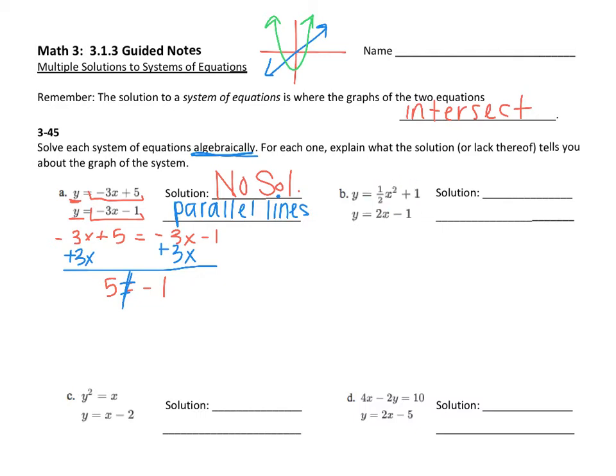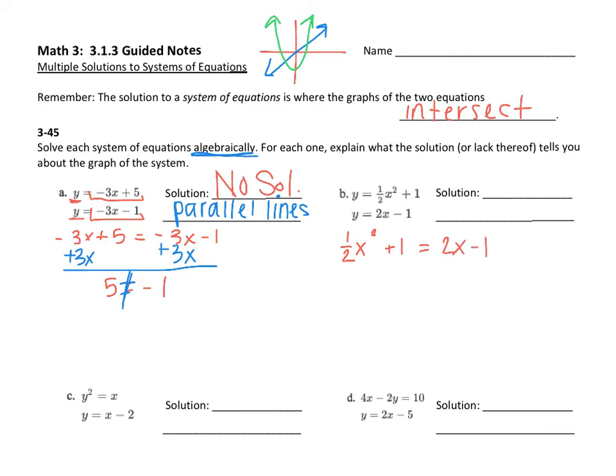So it would be the equal values method, and I can set them equal. The only difference about this system from the ones that we've seen is that we no longer have two linear equations. I have one linear equation, 2x minus 1, and this one, this quadratic, and I can tell that from the x squared. So I'm going to start by setting those equal to each other, just like we did. Again, this is the equal values method that you've used in previous courses. So 1/2 x squared plus 1 equals 2x minus 1.